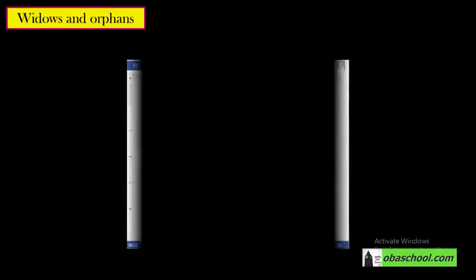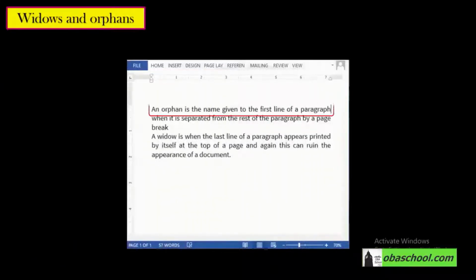So what are widows and orphans? An orphan is the name given to the first line of a paragraph. The first line should be separated from the rest of the paragraph by a page break. So how does it work?